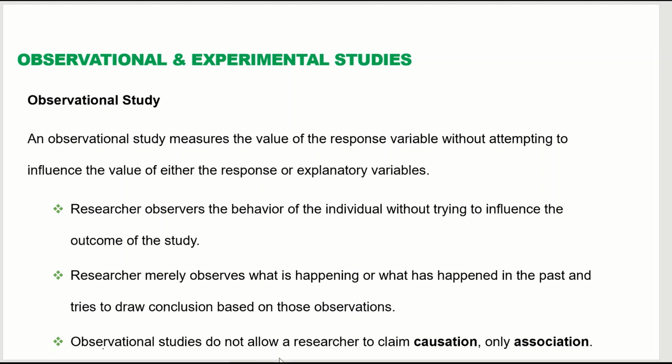Observational studies do not allow the researcher to claim causation. So in an observational study, they will not say that because of this, it is happening. They will not tell that. Instead, they will tell the association, like if the number of absences increases, the final grade will decrease. They'll just tell the association, but they will not talk about the causation. So that is the fundamental idea about the observational study.